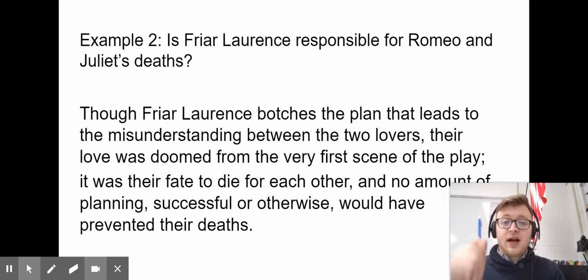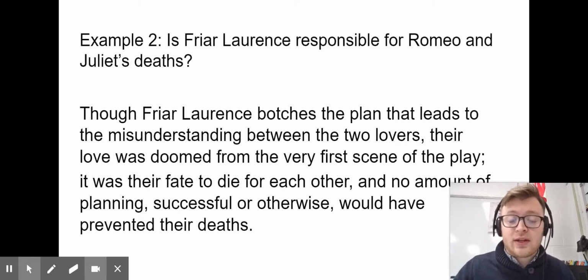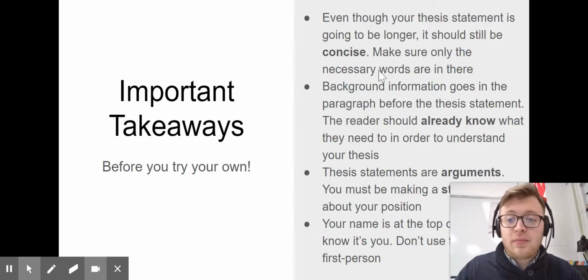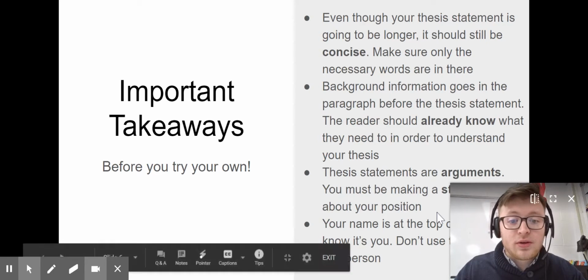So I've used a compound thesis statement here to give me adequate argument in order to continue the rest of my essay and not get stuck at any point. All right, there are a few important takeaways before you try writing your own.